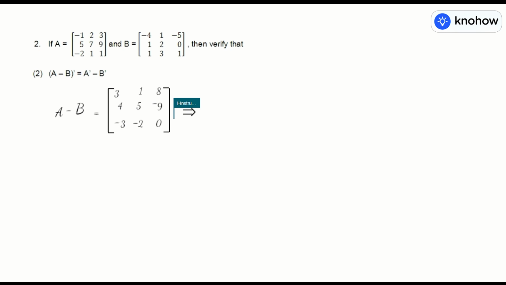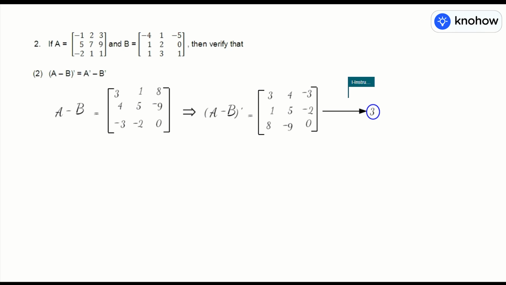Now take the transpose of this matrix. So the transpose of A minus B will be: write the elements of the first row, 3, 1, 8, in the first column; 4, 5, 9 in the second column; -3, -2, 0 in the third column. Call it third. Now A dash and B dash you already have with you from the first part, so let us just directly work out A dash minus B dash.